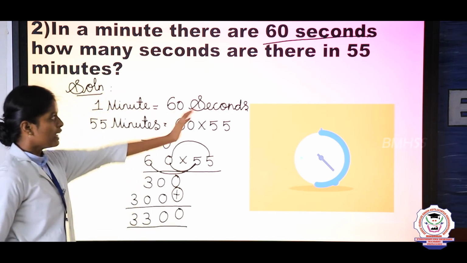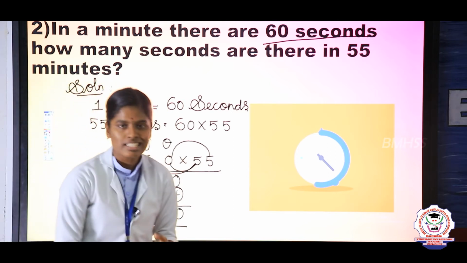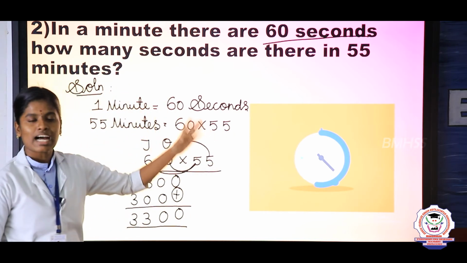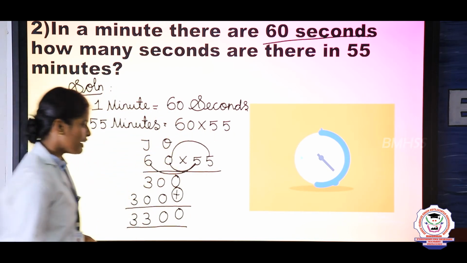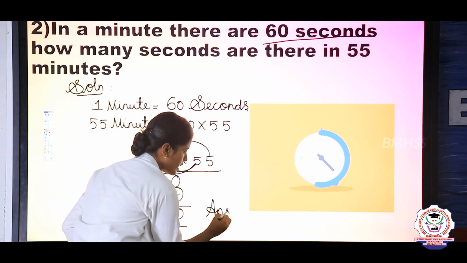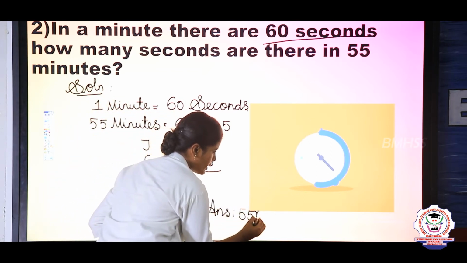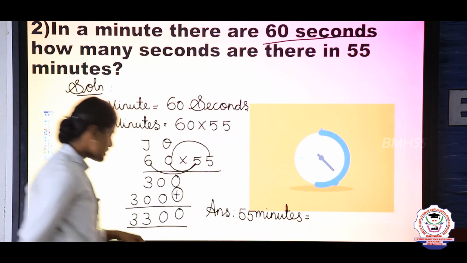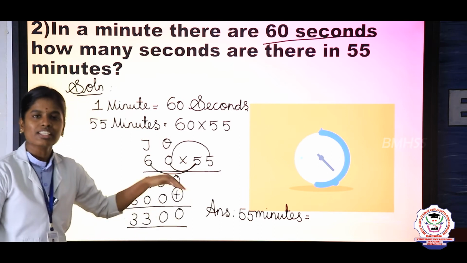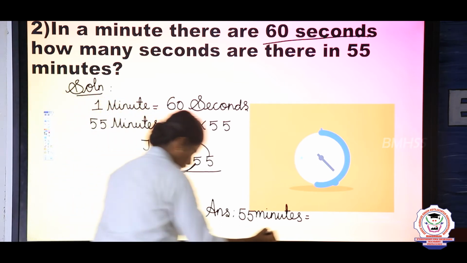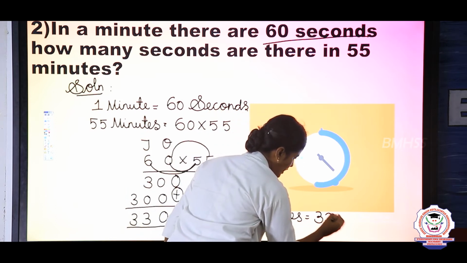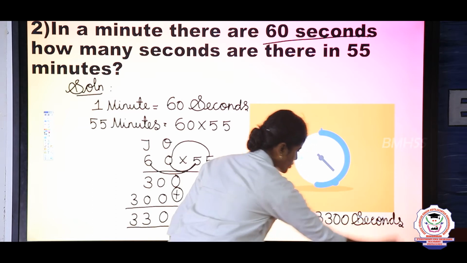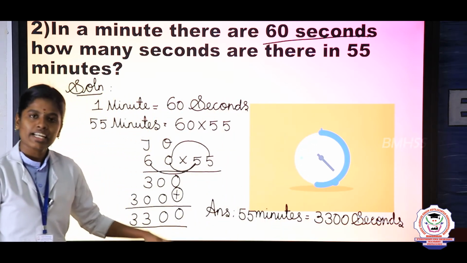Next one is, listen children, in a minute there are 60 seconds. So 1 minute equals 60 seconds, and the question is, find how many seconds are there in 55 minutes. So the final answer is 55 minutes equals how many seconds? 55 minutes equals 3300 seconds. So write 3300 seconds. 55 minutes equals 3300 seconds.